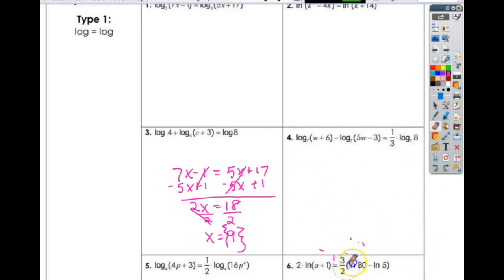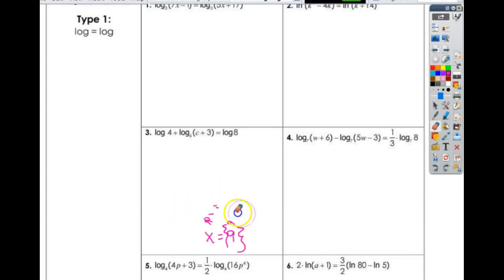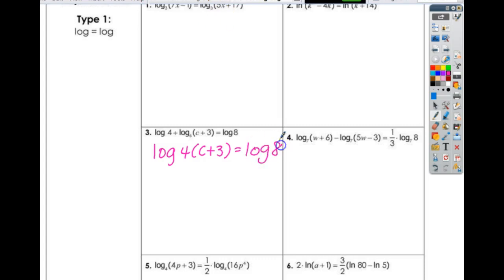Okay, so the next two. You have to make one log. So what does the plus mean? Multiply. So I'm going to get log of 4. Once I have log equal to log, I can set them equal to each other. So when I multiply, I get 4c plus 12 equals 8.